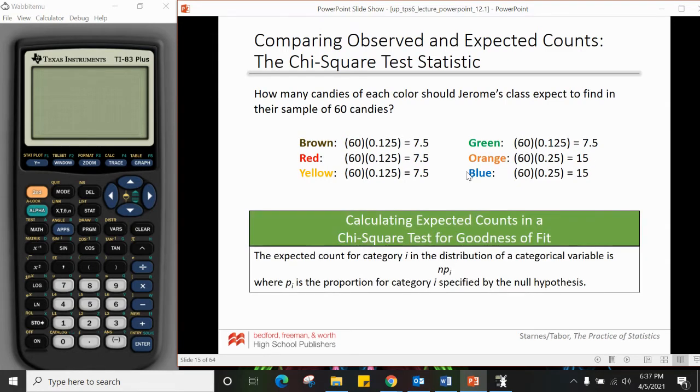Notice the expected count is very similar to the expected value calculation, right? It's just n times p. It's what we expect to happen if we had that probability out of this sample multiplied together, that's the expected count for this specific color or category in this case.